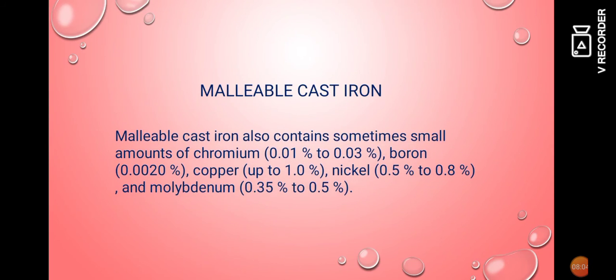Now let us see another type of cast iron, that is malleable cast iron. Malleable cast iron also contains sometimes small amounts of chromium, 0.01% to 0.03%, boron 0.002%, copper up to 1.0%, nickel 0.5% to 0.8%, and molybdenum 0.35% to 0.5%.